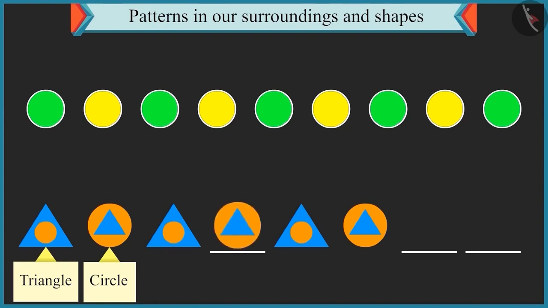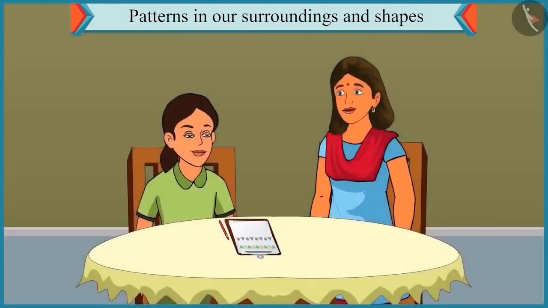So now, a small triangle inside a circle would come here in the empty place. Well done. Come on, now try building this pattern. A shape with a small circle inside a triangle would come next. What will come after that? A shape with a small triangle inside a circle would follow this. Absolutely right. Well done. Come on. Now you identify the patterns in the objects in our surroundings. Okay, Mummy.